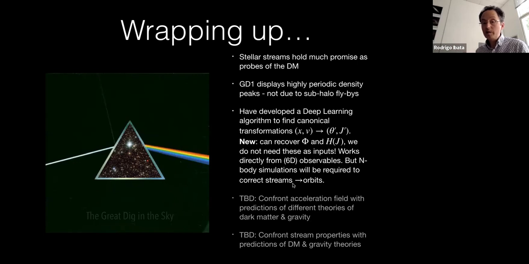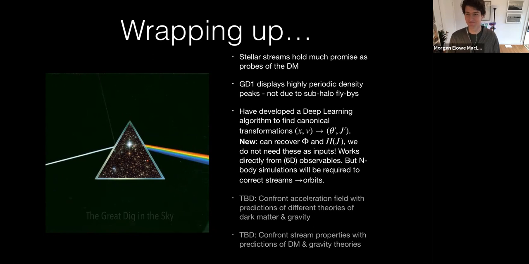And so we need effectively embodied simulations for each one of these stream-like objects that we've been finding in the Milky Way. And in the future, what we intend to do, obviously, is to confront these observations with different theories of dark matter and gravity. But that'll come later. Thanks.